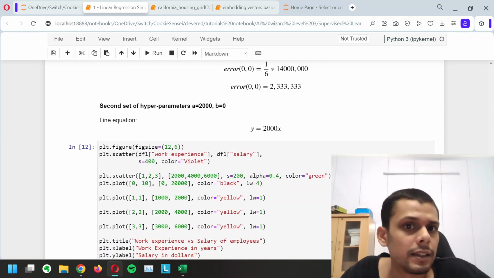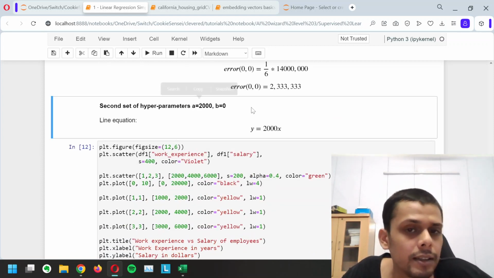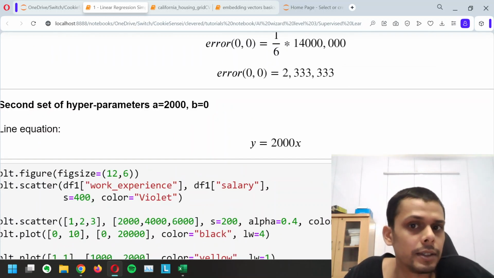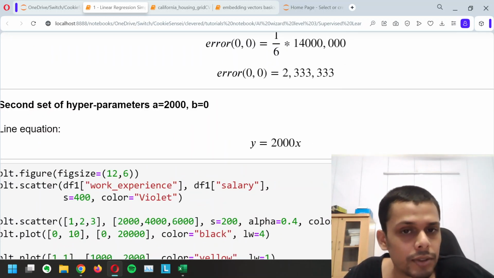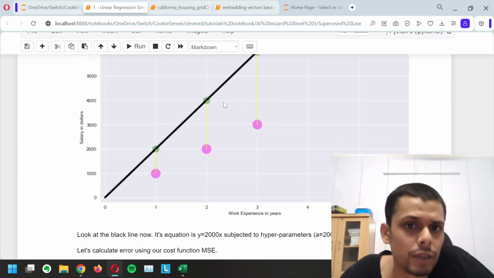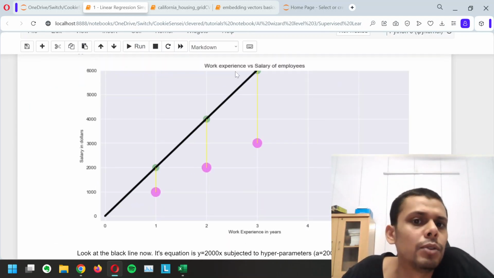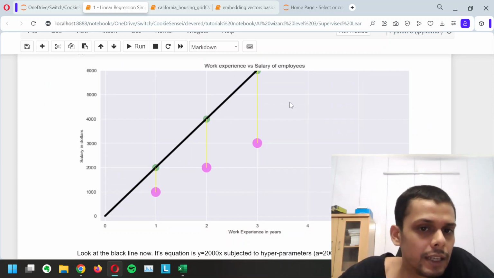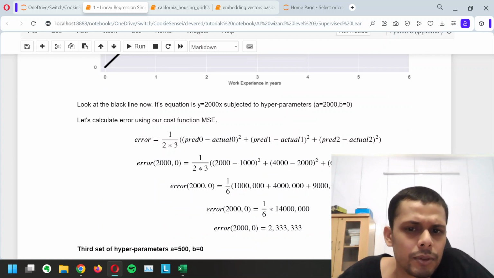And then the next line we are going to make would be y equals 2000x, with a equals 2000 and b equals 0, which would visualize something like this. And then again, you will calculate the same error, the distance between green and this violet data point. Add those errors up, and you will come to some kind of error.